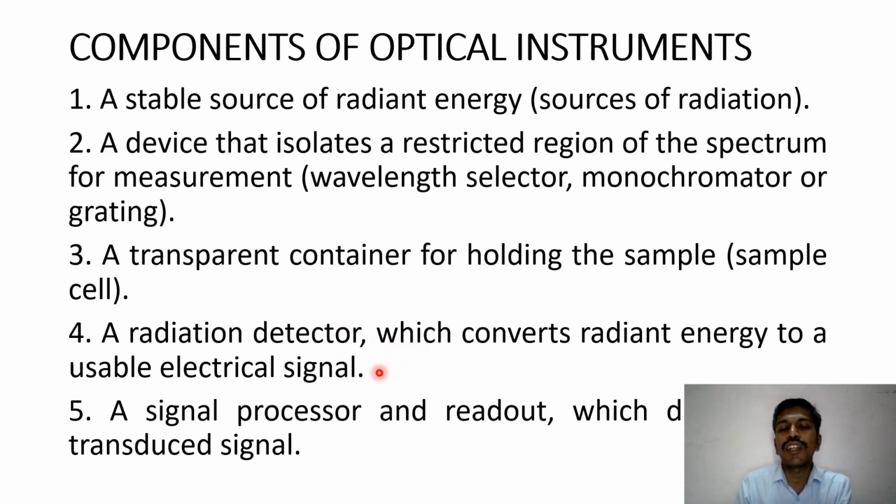Once you get the electrical signal, if the amplitude is very low, you need to amplify. So you need amplification. If there is any noise, you need to filter. So we need a signal processor to process the electrical signal. After the signal processor, it will be given to the readout which displays the transduced signal. So these are the five major components present in an optical instrument, especially spectroscopy.